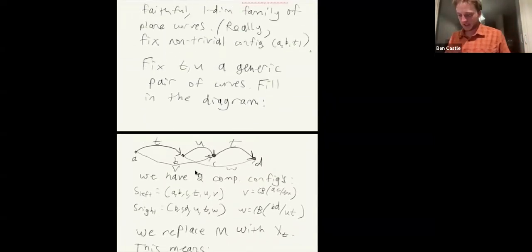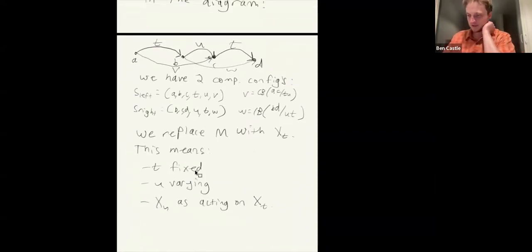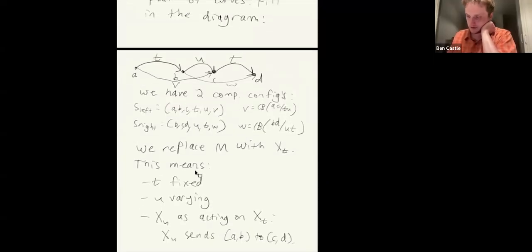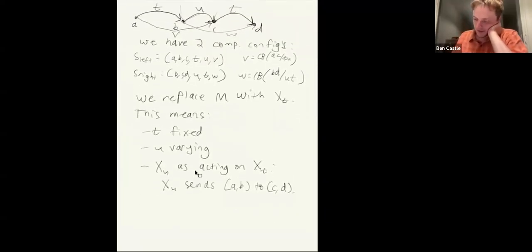What I mean by that is we've got two points in XT. We have a first point in XT, which is AB. We have a second point, which is CD. So we have XU sends AB to CD here. So I have on the left side a point in XT, and on the right side a point in XT. And there's a definable way of getting from this left point to the right point, which is by applying this U curve.